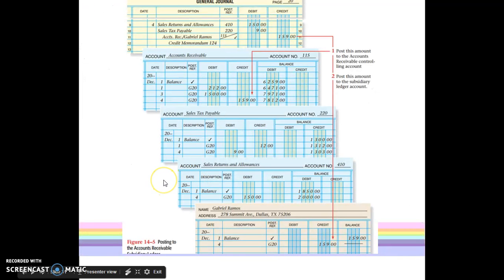And following this, we have the posting process. This is what the posting process would look like. Notice how we have the transaction here. The posting process would go into the different accounts. Here is our accounts receivable controlling account, which is then broken up into our individual customer accounts. This is our subsidiary ledger accounts. That way we can keep track of the accounts receivable as well as how much is owed to us by each individual customer.